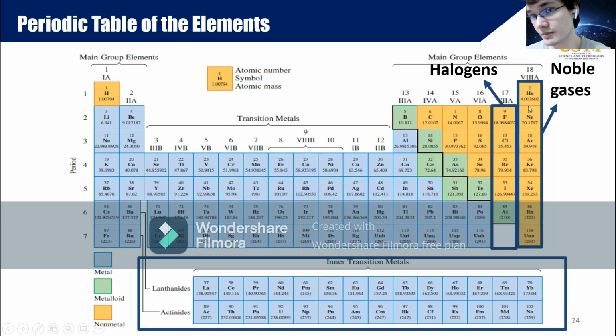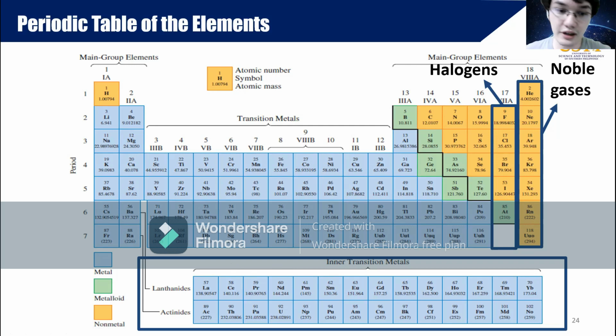Neon, for example, is used in neon lights. Radon, for example, usually comes from the soil. And it is also radioactive in its natural form.